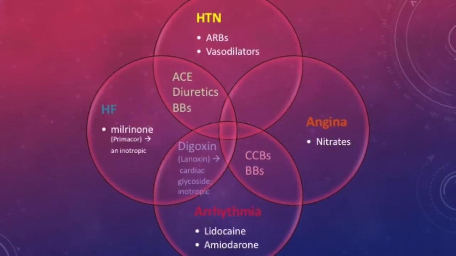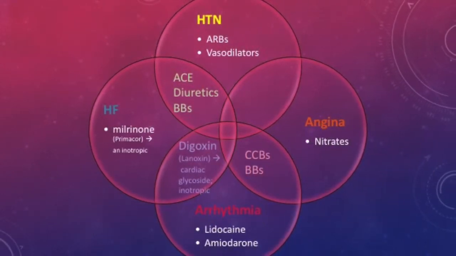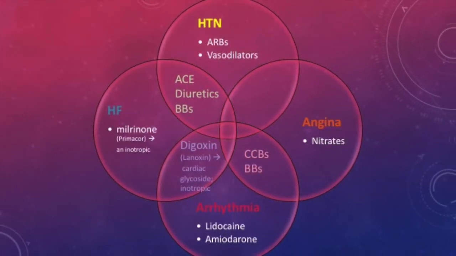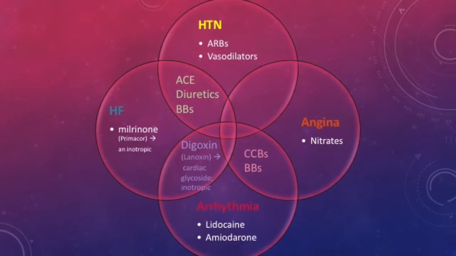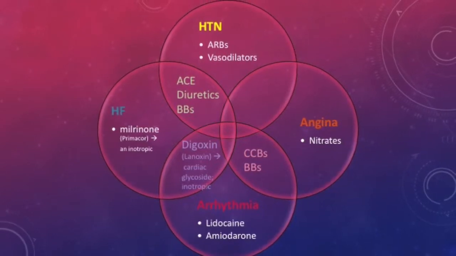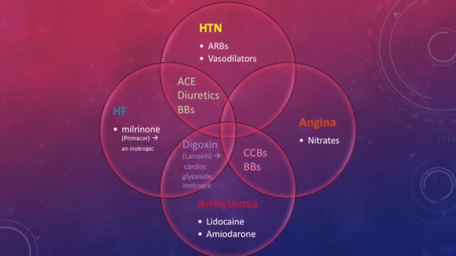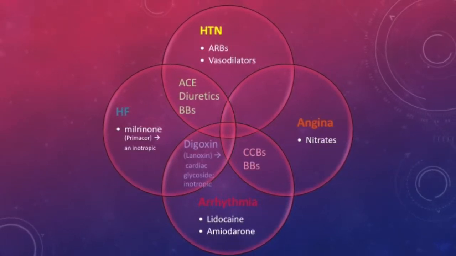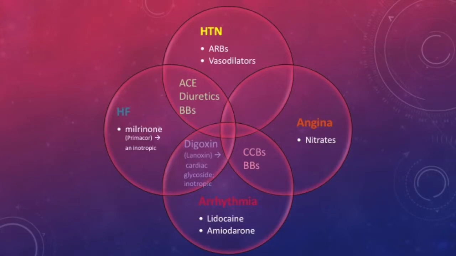So with hypertension and heart failure, we're going to see some overlap in ACE inhibitors, diuretics, and beta blockers. With heart failure and arrhythmia drugs, we have that overlap with digoxin, and then with the arrhythmia and angina drugs, we're going to have that overlap with the calcium channel blockers, or CCBs, as well as the beta blockers.